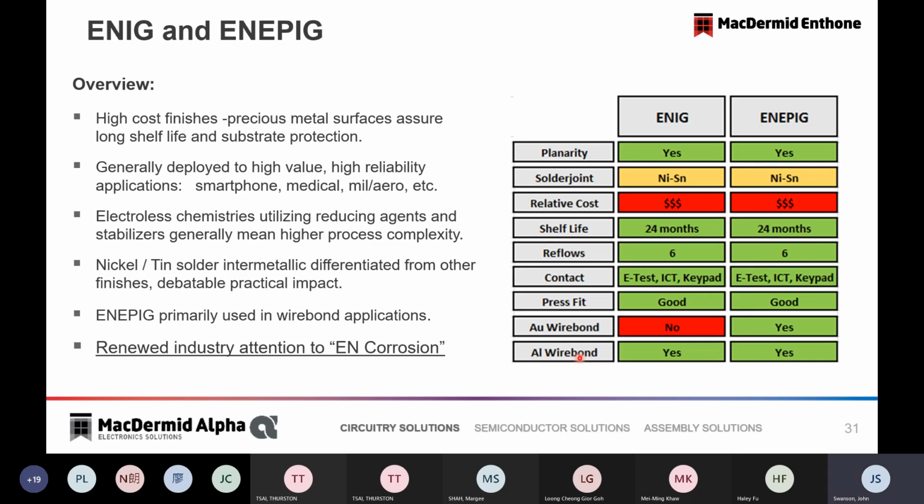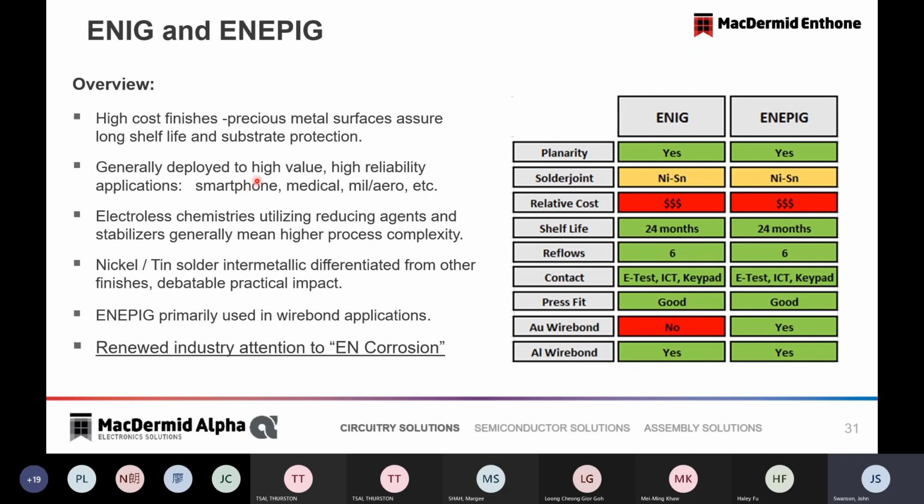Next, I want to move on and talk about nickel gold and ENEPIG. These share the EN operation and the IG, the nickel and the gold, so I'm going to talk about these together. These are higher cost finishes for obvious reasons because of the inclusion of the precious metal. They're often deployed in very high value and high reliability applications.